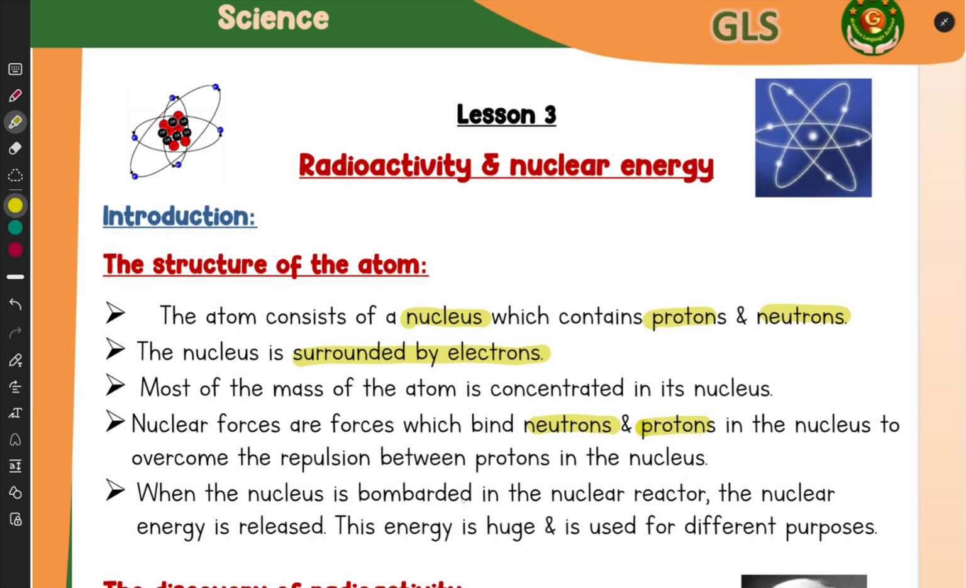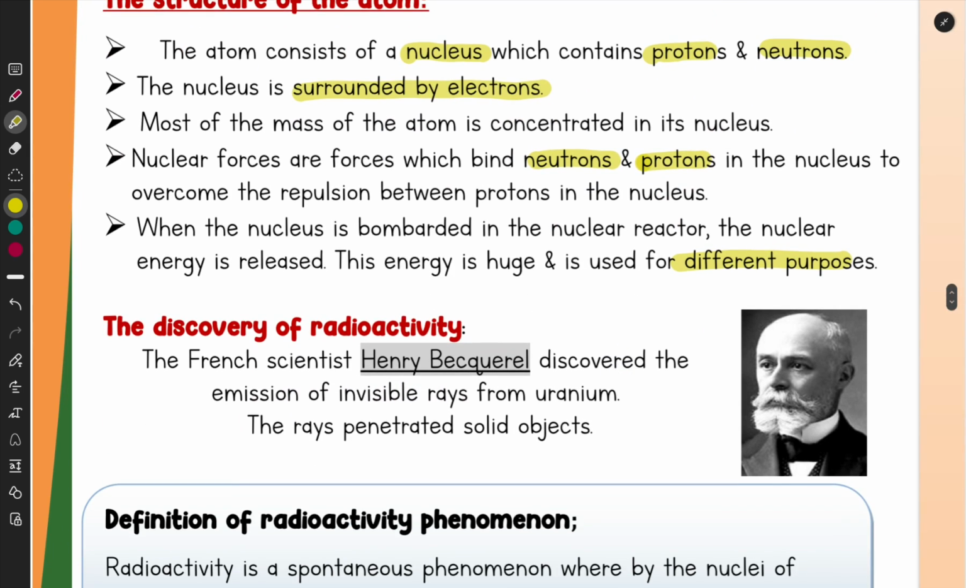When the nucleus is bombarded in the nuclear reactor, the nuclear energy is released. This energy is huge and is used for different purposes, like generating electricity, whether it is used as useful or harmful.